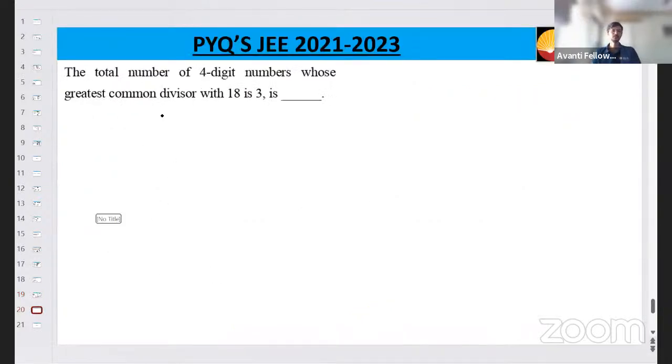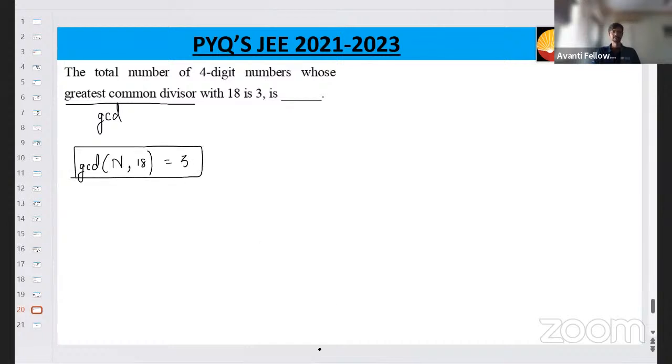The total number of 4-digit numbers whose greatest common divisor with 18 is 3. I hope you know the concept of greatest common divisor. So, if we consider greatest common divisor को basically क्या बोलते हैं याद है ना? GCD. You must have done this. So, if we consider the 4-digit number to be capital N, then GCD of capital N and 18 should be equals to 3. This is the given condition.